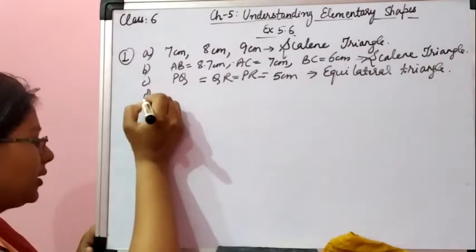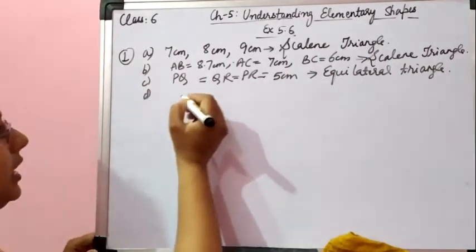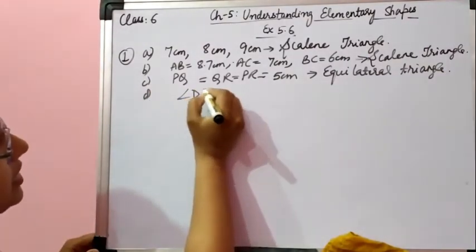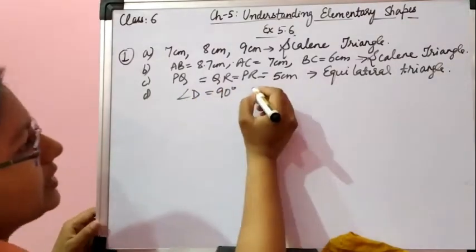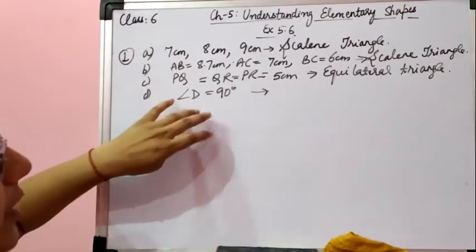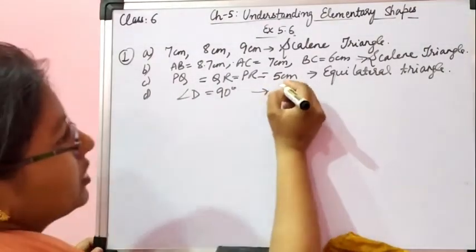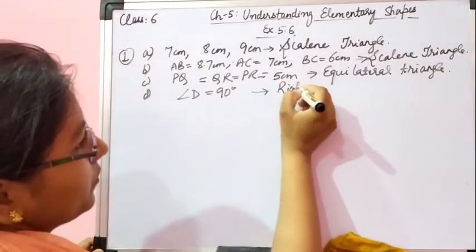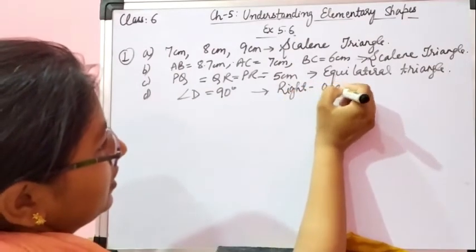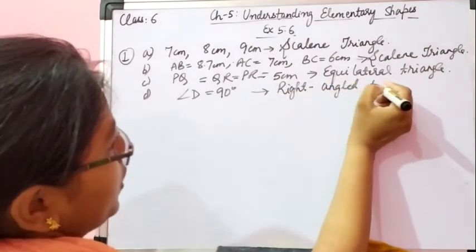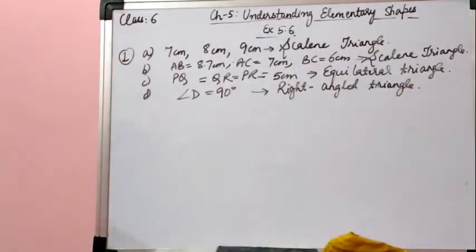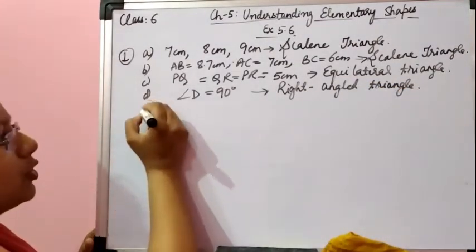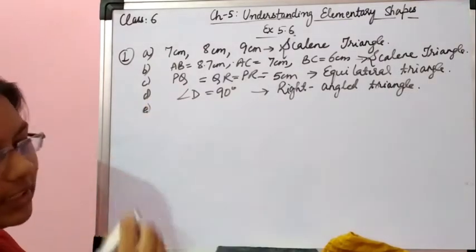Now for D part, triangle DEF, and only one angle is given, that is angle D, which is equal to 90 degrees. Now if one angle is 90 degrees, we have to classify it on the basis of angles. So this is a right angled triangle. Questions you should write with a black pen and answers with a blue pen so that your work looks neat and clean.